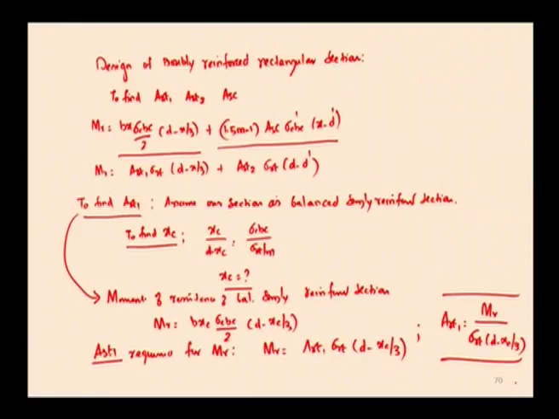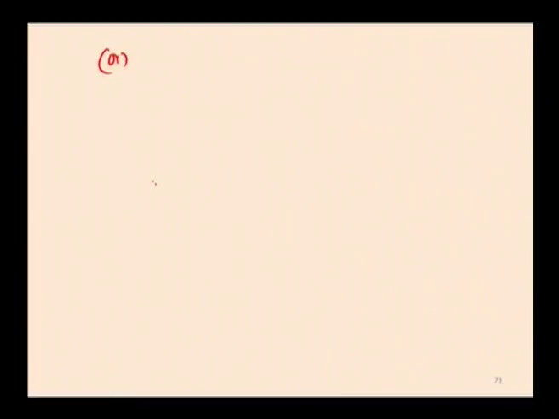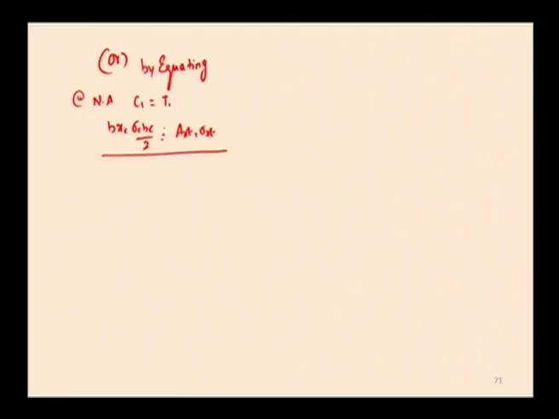And another one, it can be found by equating these two, that is, the compressive force C1 and the tensile force T1. Equating C1 to T1 at the neutral axis, that is BXC sigma CBC by 2 is equal to AST1 into sigma ST. Using this expression, we can easily find out AST1.